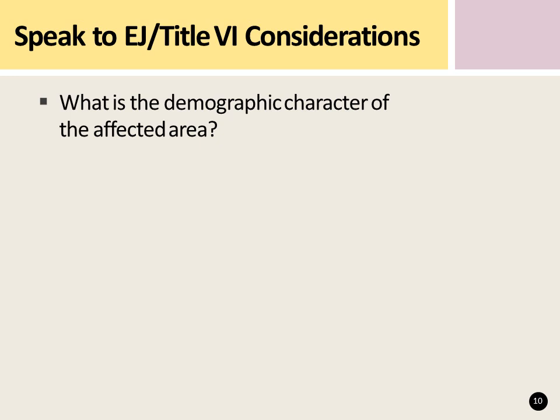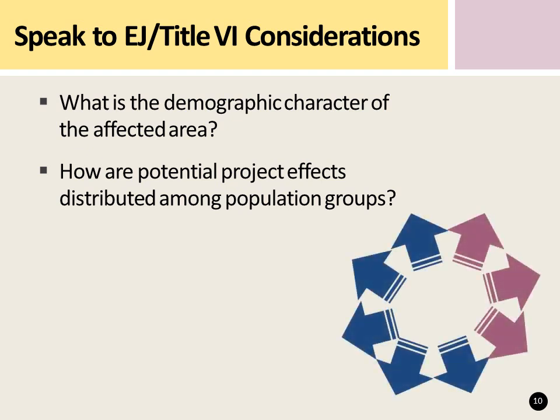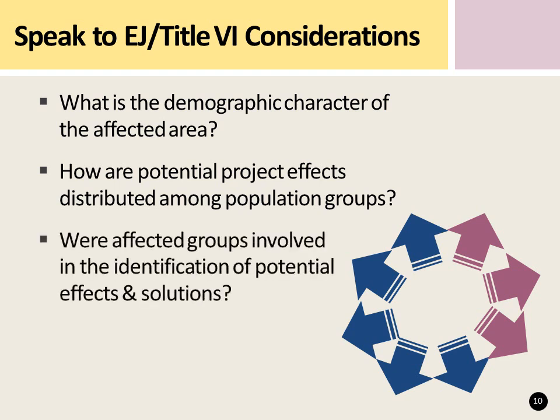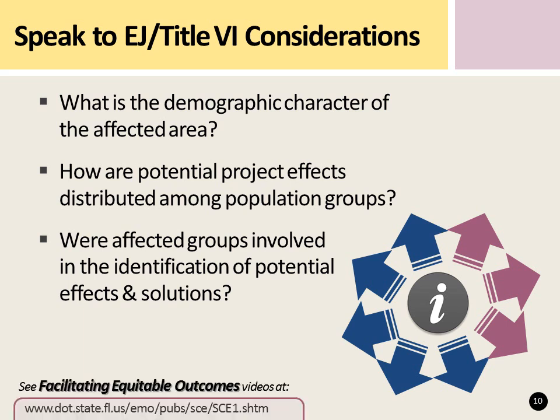When describing the project context, identify the demographic character of the study area, including the presence of any population groups addressed in the non-discrimination laws and policies. In the section describing project effects, indicate the distribution of potential effects among population groups in the study area, and if any negative effects would disproportionately and severely burden any particular group. The documentation must also show that input from affected groups was considered in the SCE evaluation and that none were excluded from participating in the project decision-making process. For more information on this topic, view the Facilitating Equitable Outcomes video series on the department's SCE webpage.